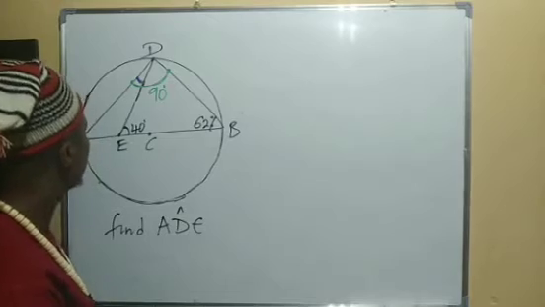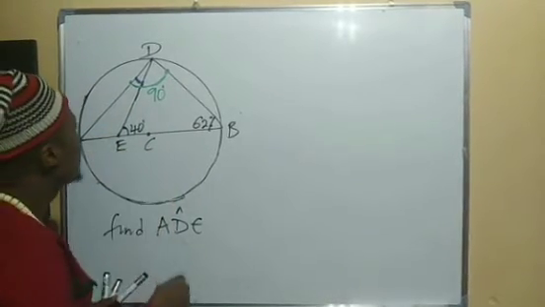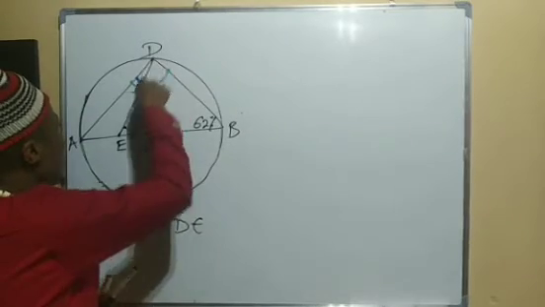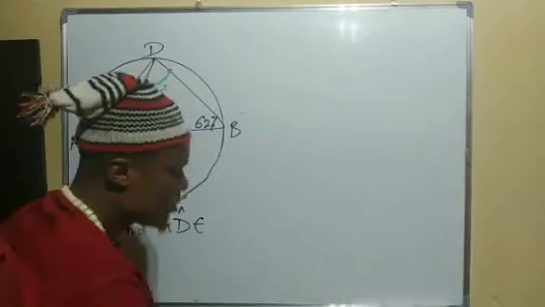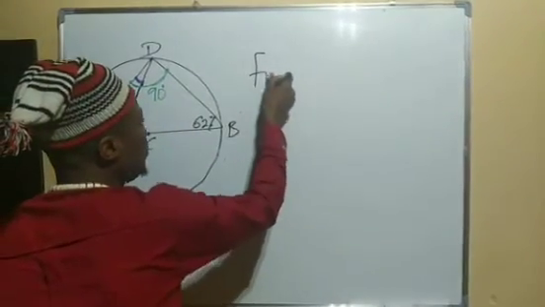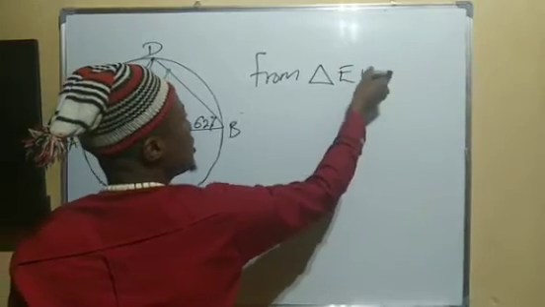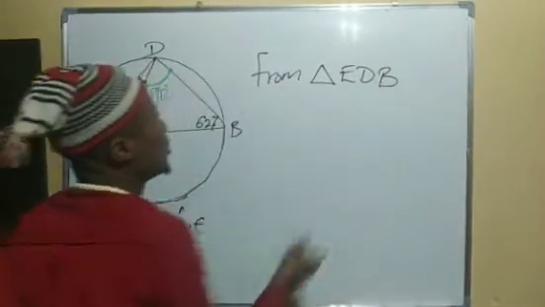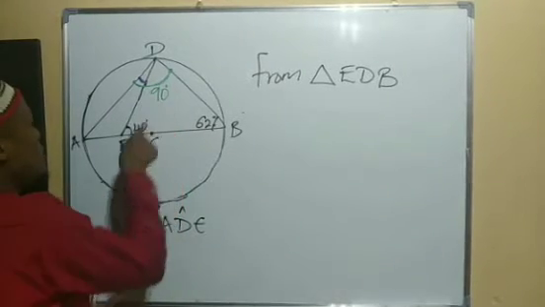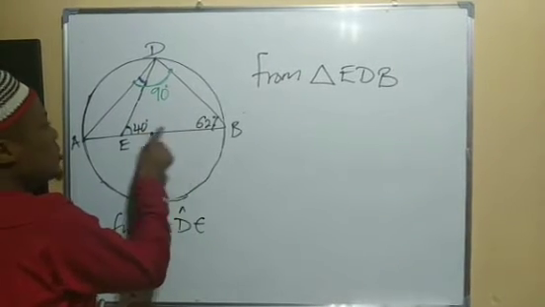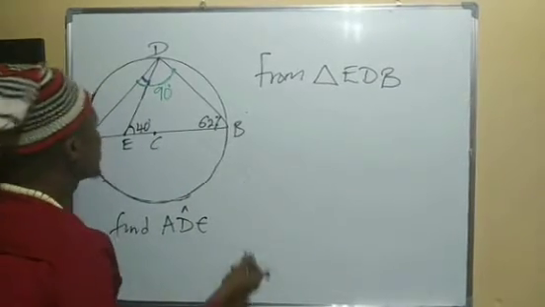Now, we are asked to get ADE, which is this smaller angle here. But let us consider the smaller triangle EDB. So you can write from triangle EDB, we can get this angle D since we have known 40 and 62 as the two angles. Getting the third angle will not be a problem.